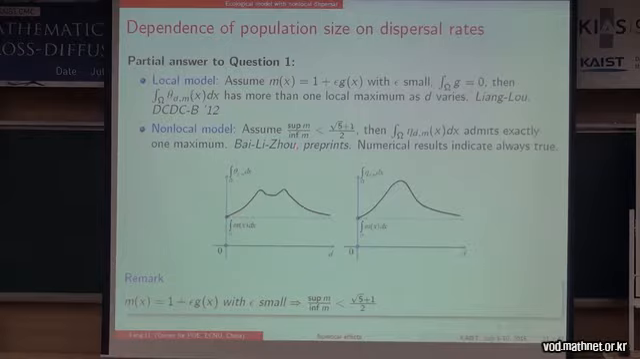So the curve looks like this. We also tried some numerical simulations, which indicate that for the non-local model, it only admits one maximum. That's a difference. So at least based on this partial result, you can see something different already. When the carrying capacity is a small perturbation of a constant, this assumption will be satisfied, right? So in this case, local models can have more than one maximum, but for non-local models, just one.